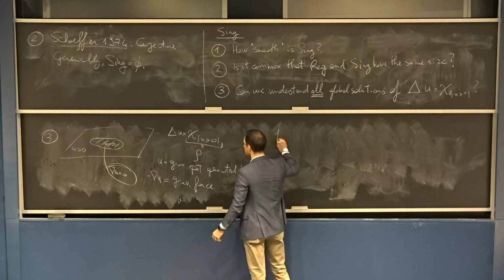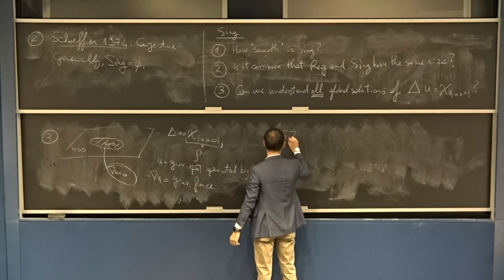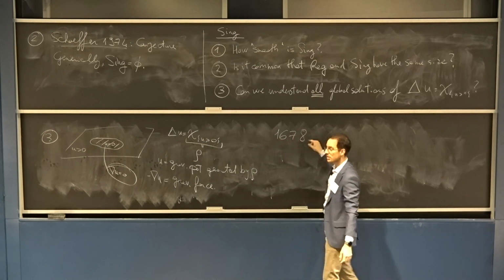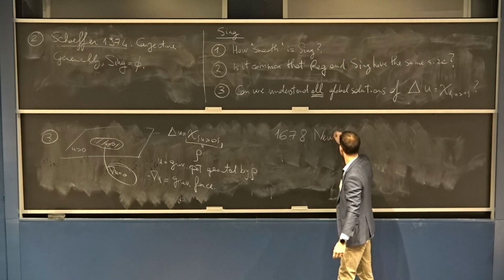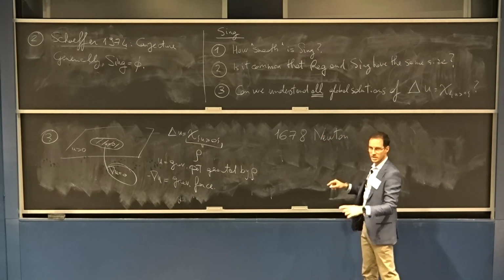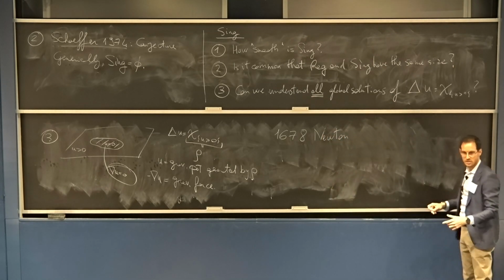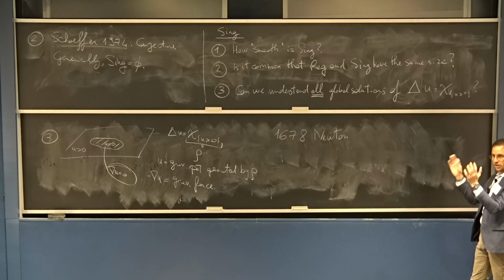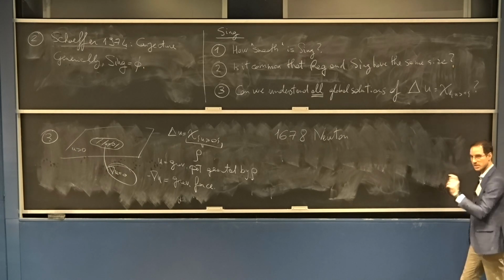The first example of this problem comes from 1678, when Newton proved the no-gravity-in-a-shell theorem, which tells you that if you put constant density on a spherical shell, there is no gravity inside.